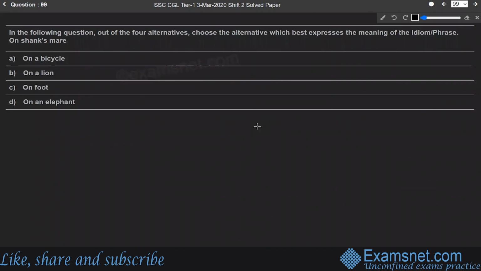Next question is: in the following question, out of 4 alternatives, choose the alternative which best expresses the meaning of the idiom or phrase. The given idiom is "on Shank's mare". Do you know what an idiom is? An idiom, in simple words, is an expression whose meaning is different from all the meanings of the individual words in it. Here, the given idiom is "on Shank's mare", so its meaning will be different from all the three individual words here.